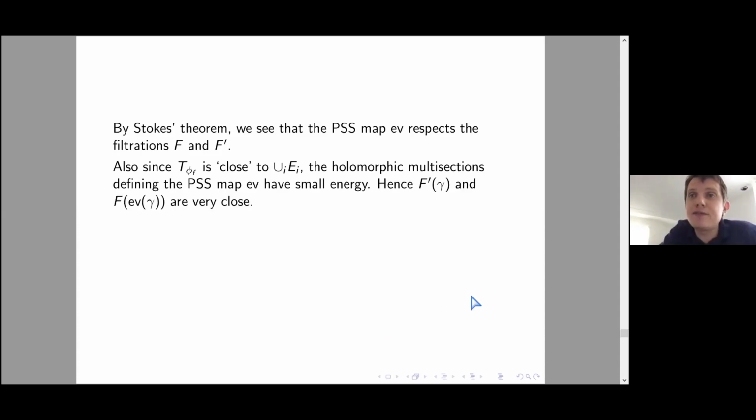And as a result, these filtrations corresponding to my orbit gamma, F prime of gamma and F of the evaluation of gamma are very, very close. And so I'm dealing with some moduli space of disks, and these disks have very, very low energy. If you have a moduli space of things which have very low energy, they're usually essentially determined by topology. And that's the point.